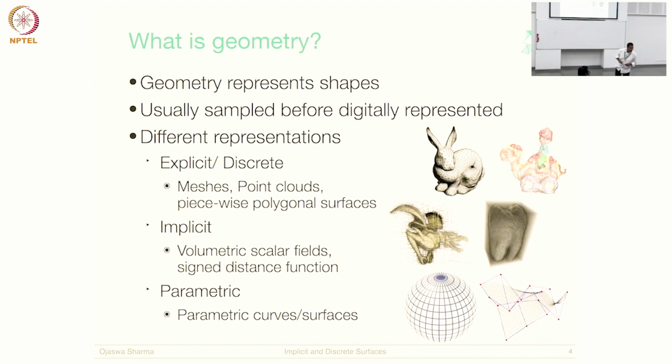Point clouds. These are called point clouds, right? Point clouds, yes. So that is an explicit or discrete representation. So you have mesh. You can store them as meshes. That is, you convert the geometry into triangles. So the surface is converted into a triangulation.